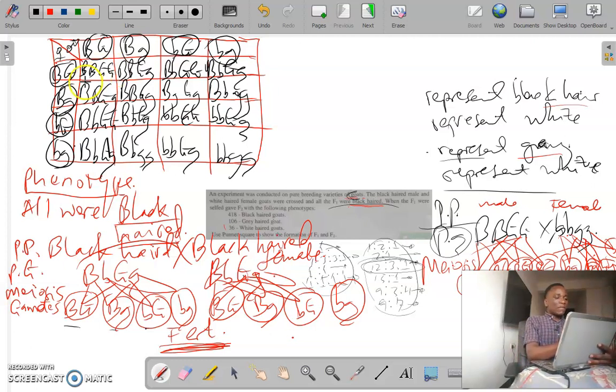So now we have the first one. Remember, we had capital B for black, small b for white, capital G for gray, small g for white. So in order to have black, we must have at least a single capital B. We will have black. So let us see, at any place in those genotypes where there is capital B will be black. So how many black are there? Let us count how many black are there.